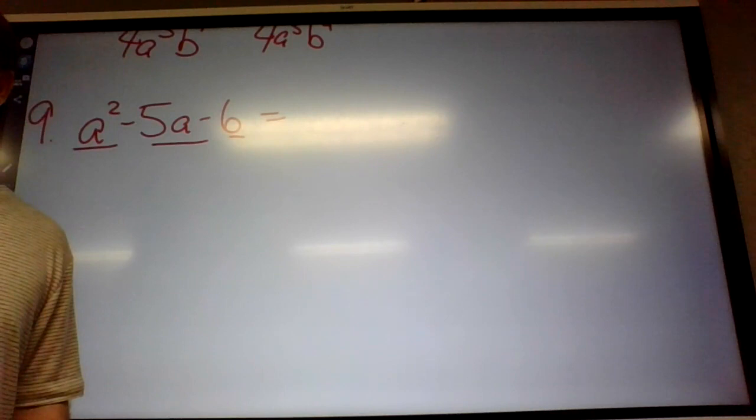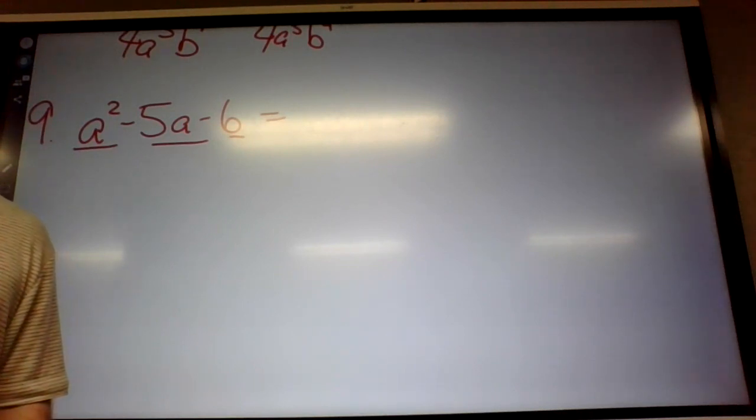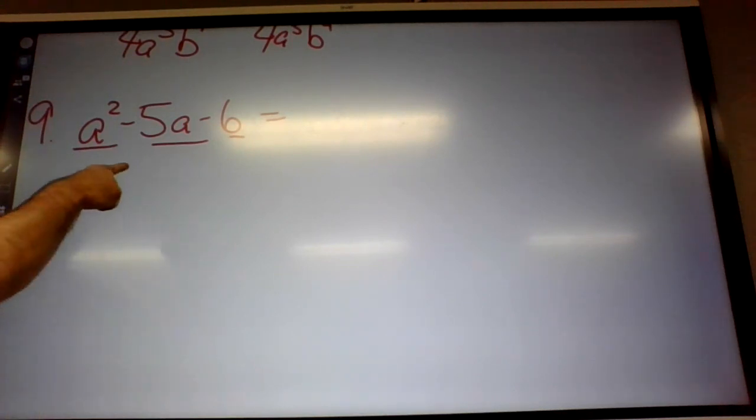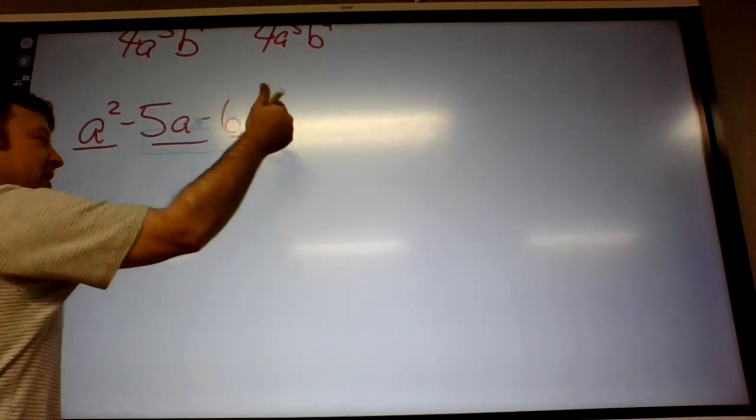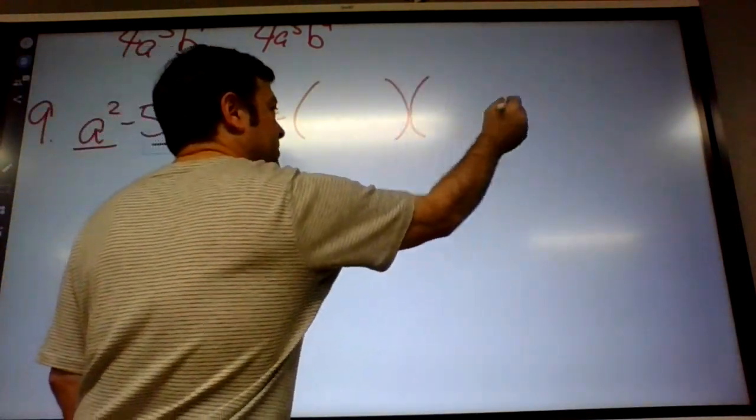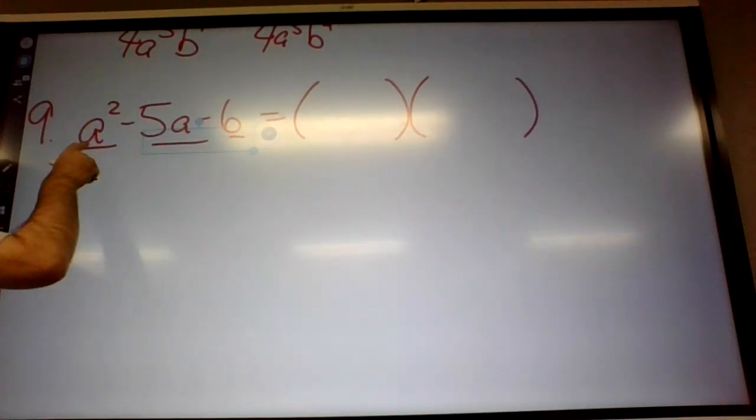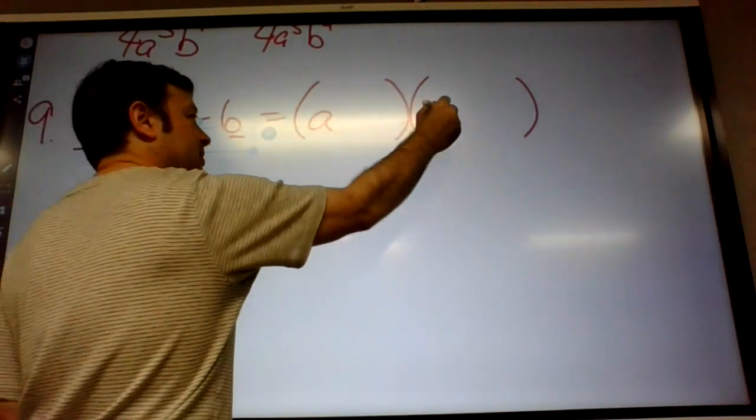Okay, do you guys remember how these work? Well, yeah, it's reverse foiling, but if it's three-term factoring, so for the front, what goes into a squared? A times a.